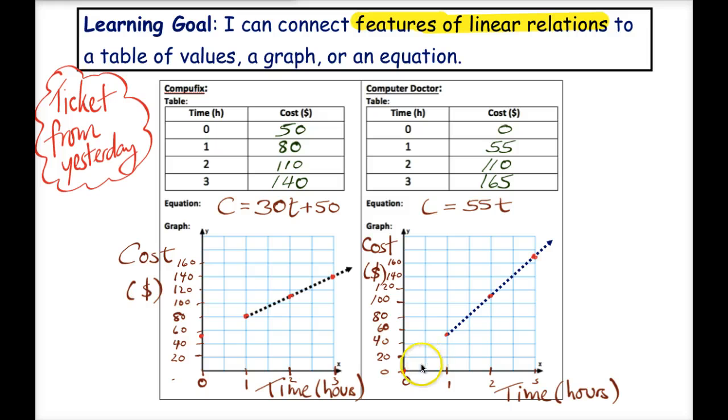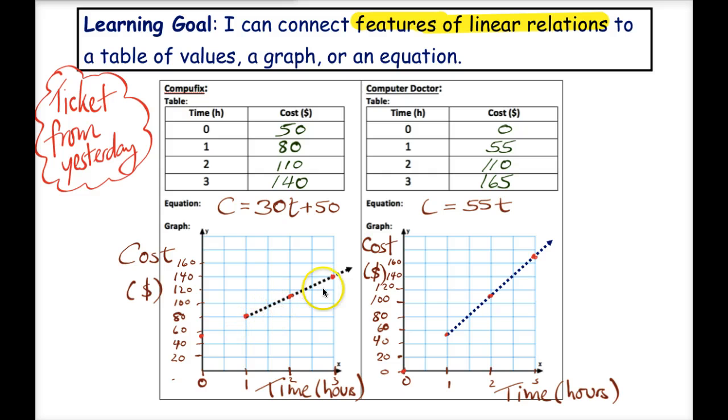Same thing for this one. I did not start my line at the first data point because my assumption was that if you didn't hire the company for any hours, then you wouldn't actually pay them anything. You hadn't actually hired them. So really it starts off at 1.